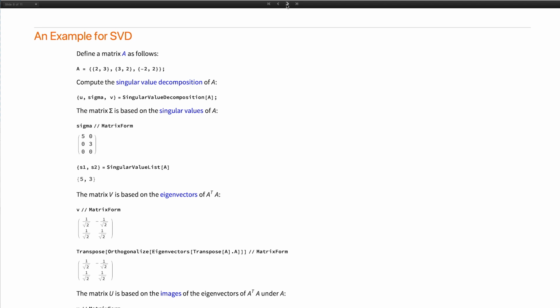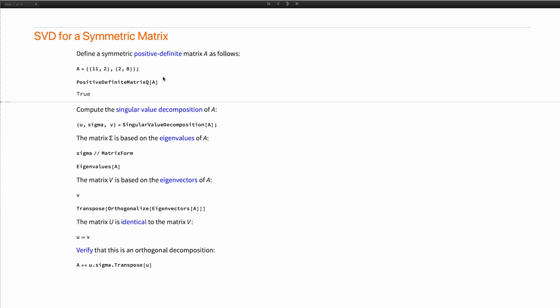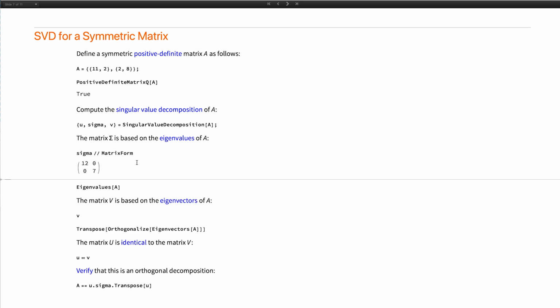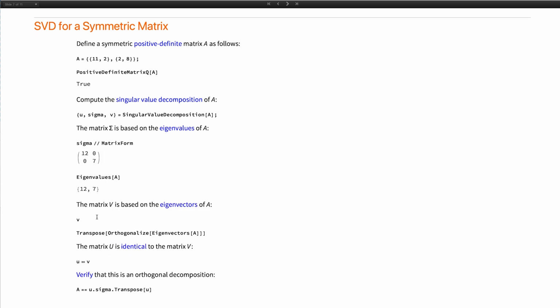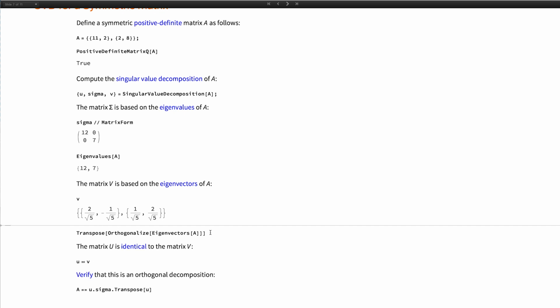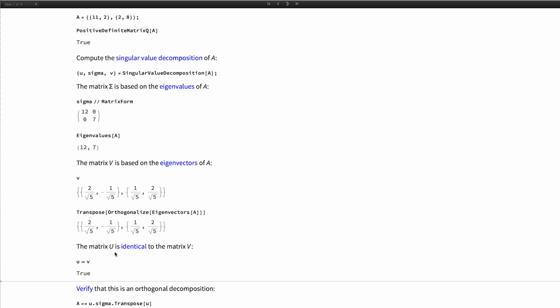So the question is, what happens if you have a symmetric matrix? Here is an example. This is a symmetric matrix. In fact, it's positive definite. And then what you can do is compute the singular value decomposition. The singular values are exactly the eigenvalues, and the matrix V is based on the eigenvectors. And the matrix U, in this case, turns out to be identical to the matrix V.